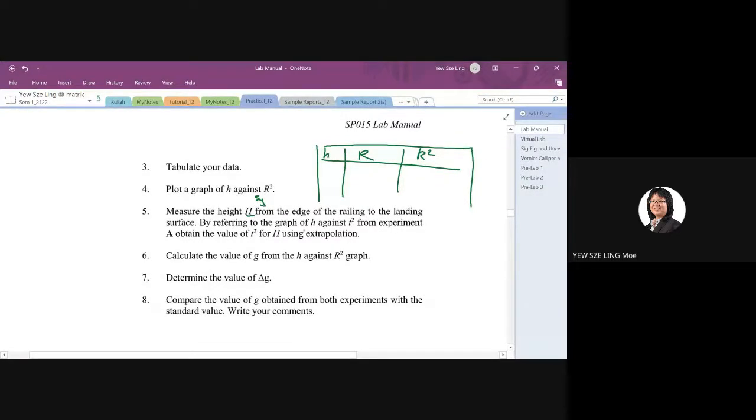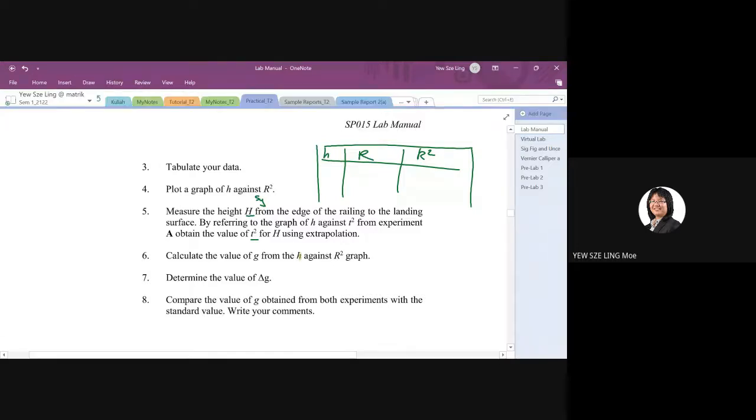By referring to the graph of H against T squared from experiment A, obtain the values of T squared for H using extrapolation. This one, if I'm not mistaken, the value is also given. So you just take the value from your feedboard and then you do the calculation. So calculate the values of g from the H against R squared graph.